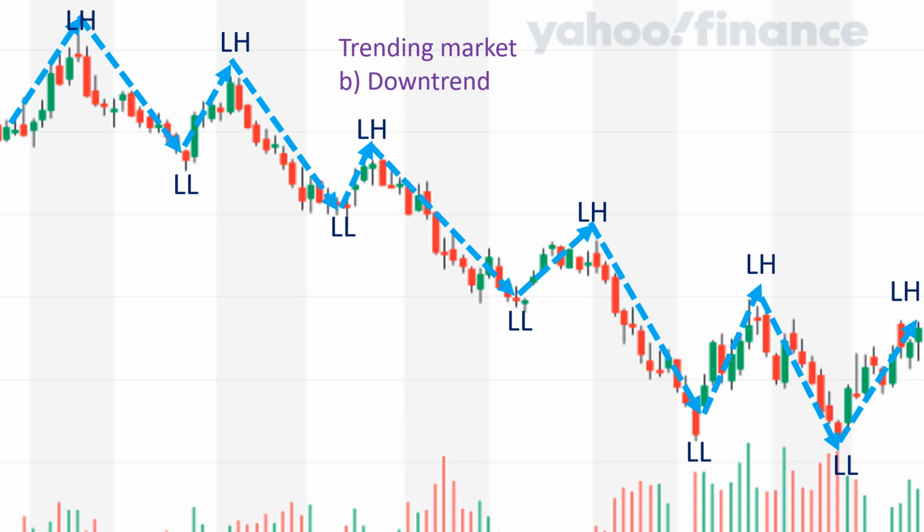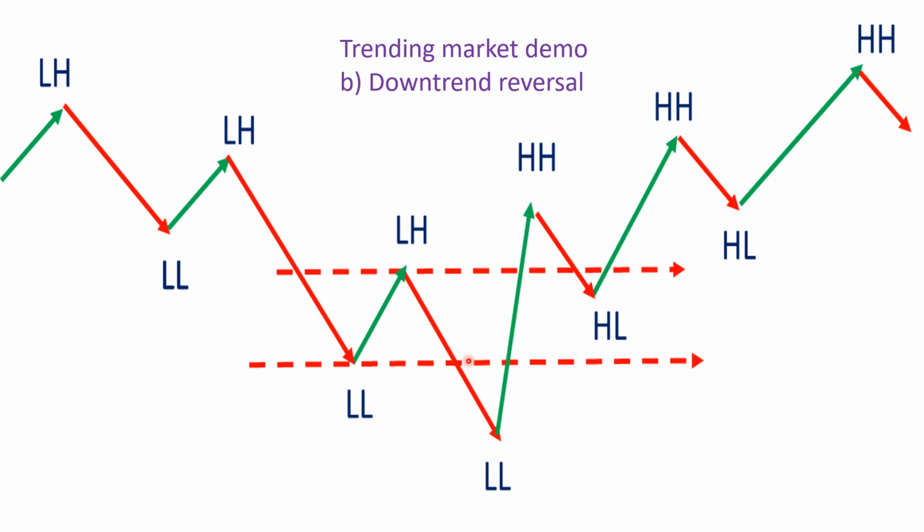Now, if the downtrend wants to continue, the new lower swing low and the new lower swing high must be lower than the previous one. Otherwise, we may have a downtrend reversal. Let's take a look at this demo graph. Now, in this demo graph, the price is making lower swing low, lower swing high, lower swing low, lower swing high, all the way here. And from here, if the price wants to continue, it should make a lower swing high below this line and come down all the way and make a lower swing low below this lower swing low.